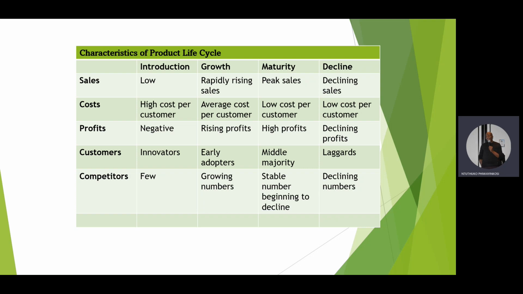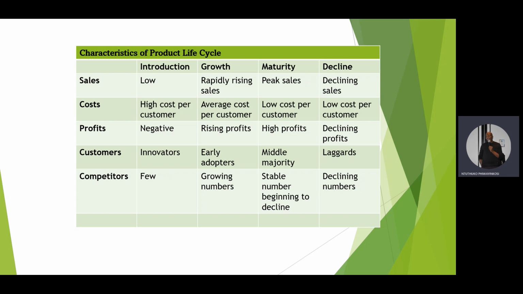Let us recap on that. We have 5 characteristics of a product life cycle. We have sales, cost, profit, customers, competitors. Under sales, under introduction, there are low sales. Under growth, there are rising sales. Under maturity, the peak sales. Under decline, as the word says, there are declining sales.